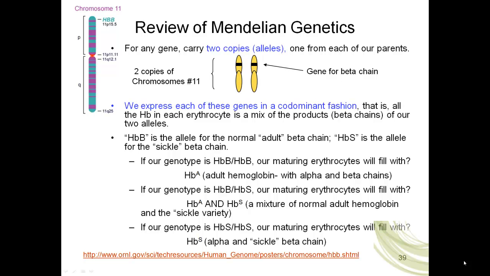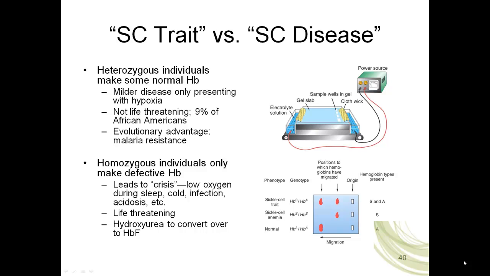If, however, the person has a mutation in both genes, then the genotype would be HBS, HBS, and the mature red blood cells would only be making the sickled form of hemoglobin. So it would be the normal alpha globin chains along with the sickle beta chain. Now, you can go to this website and actually learn more about this genetic mutation if you'd like.